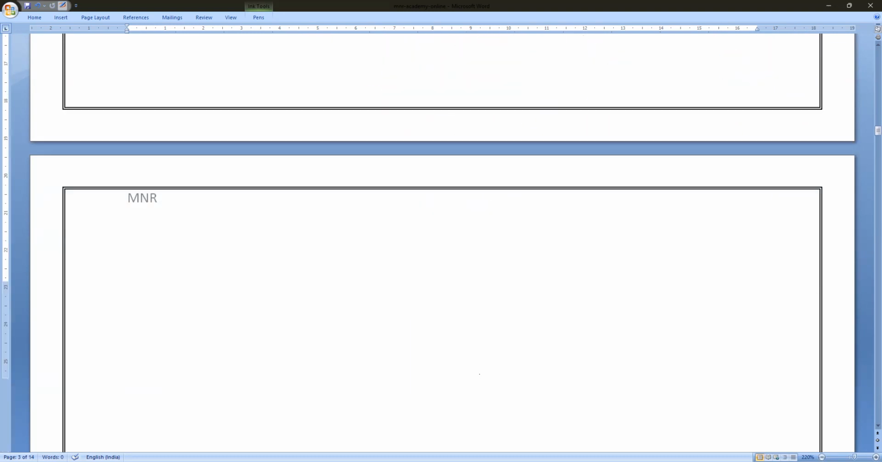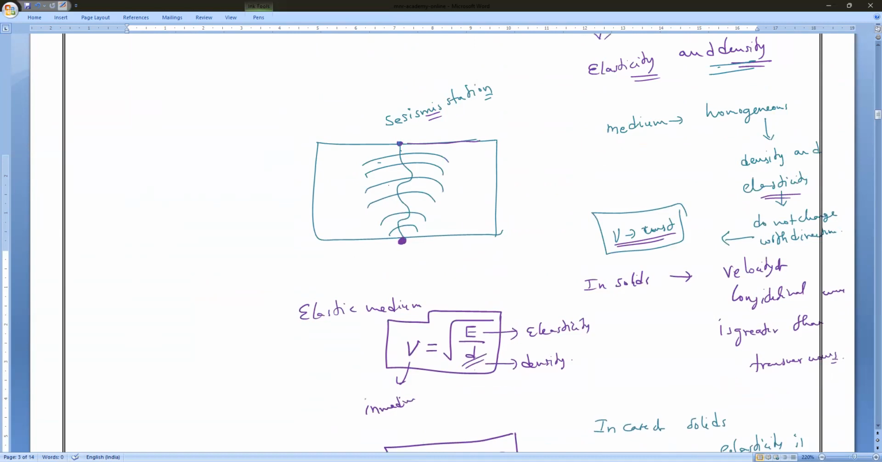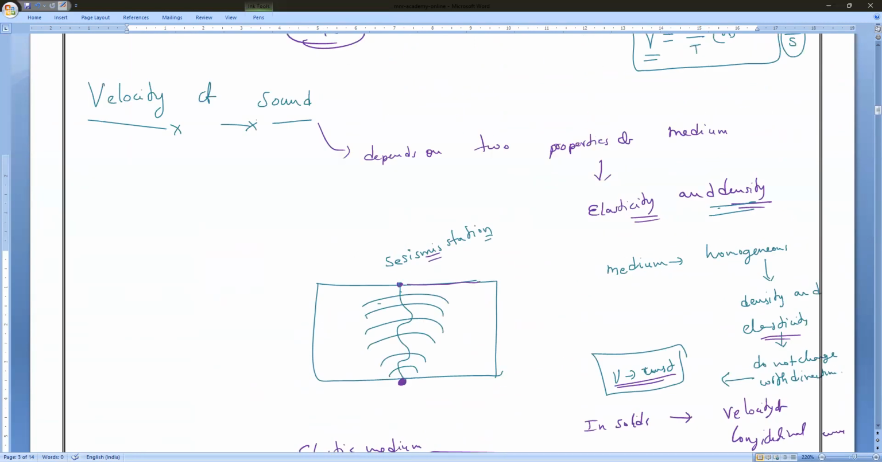All of you? That is one. Now, if you come to the case of gases, this is the last time I'll start. In the case of gases, this elasticity and density, what did we study it for? We studied it for solids.